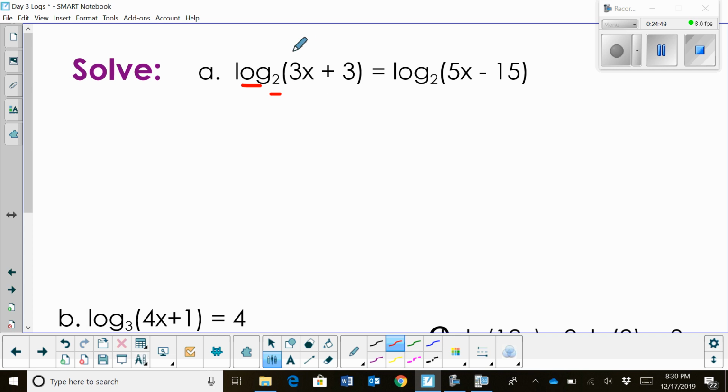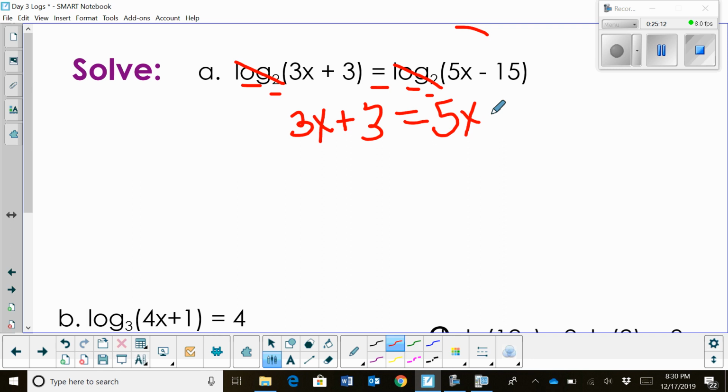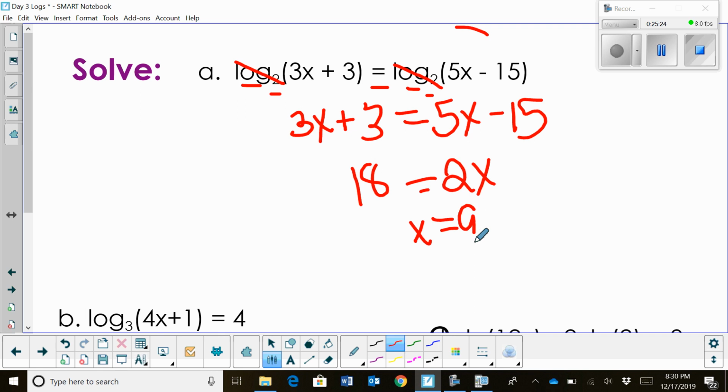Log base 2 of some quantity equals log base 2 of another quantity over here. Well, if we're taking the log of both quantities, that means those quantities must be equal. So I'm just going to rewrite this as 3x plus 3 has to be the same value as 5x minus 15. And then if you solve for x, you're going to subtract 3 and get a 2x. You're going to add 15 to get your 18. So x must be 9.